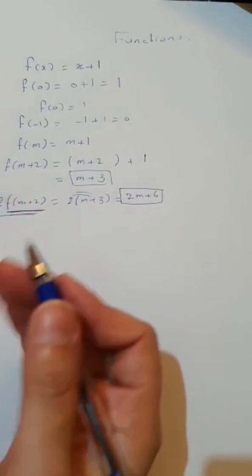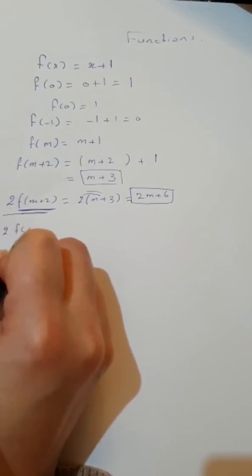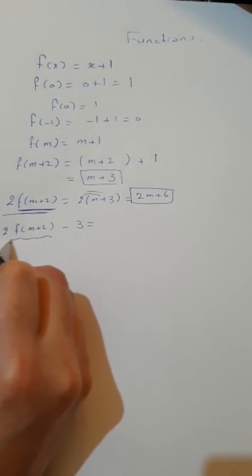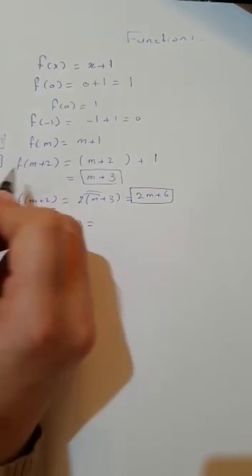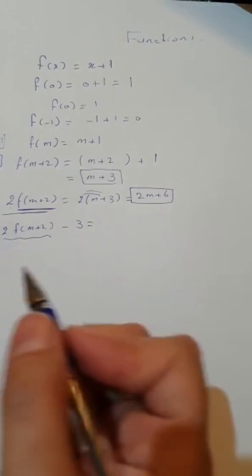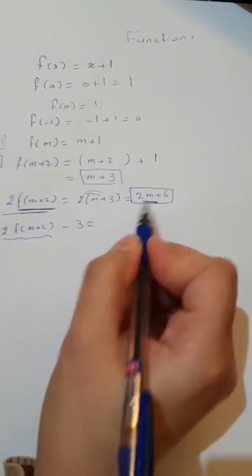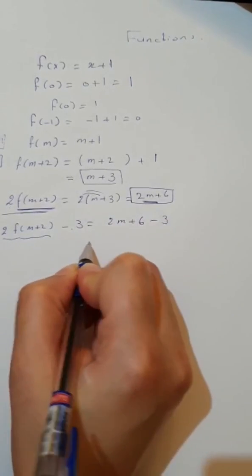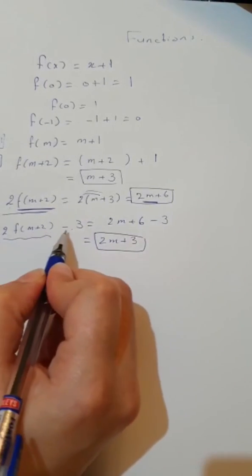If I want to increase more relations, I'm going to say 2 f of m plus 2 minus 3 equal to what? We found this one in the previous step. So we have step number 1, step number 2, step number 3. We found this one in step number 3. What I'm going to do is take the answer of step number 3 and just subtract 3 from this answer. So it will become 2m plus 6 minus 3. So the answer will become 2m plus 3. So this is how to find 2f of m plus 2 minus 3.